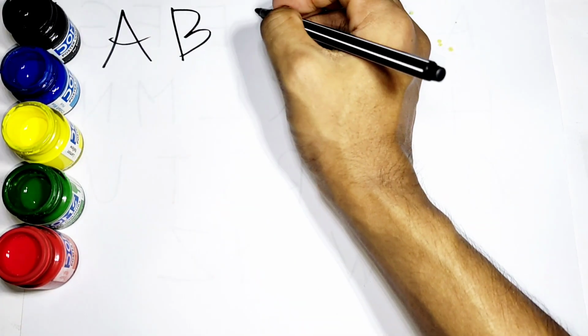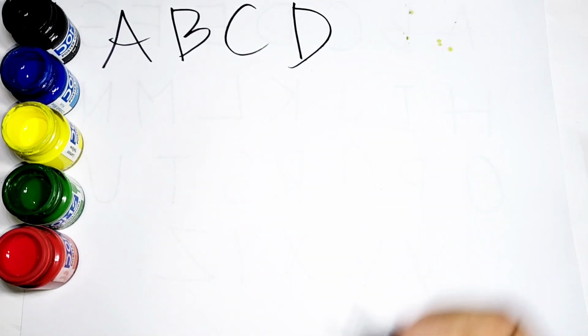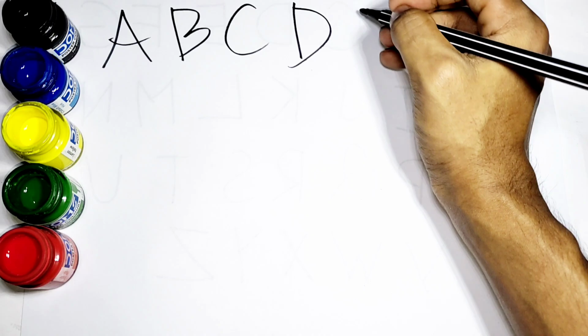The next one is B. B for ball, B for bat. Now we draw C. C for cow, C for cat. The next one is D. D for dog.